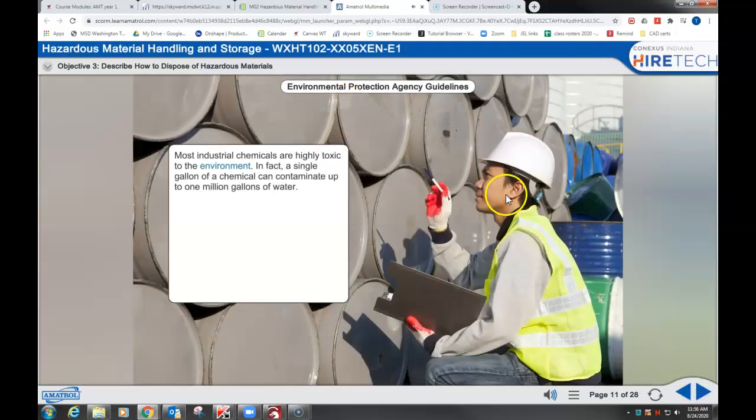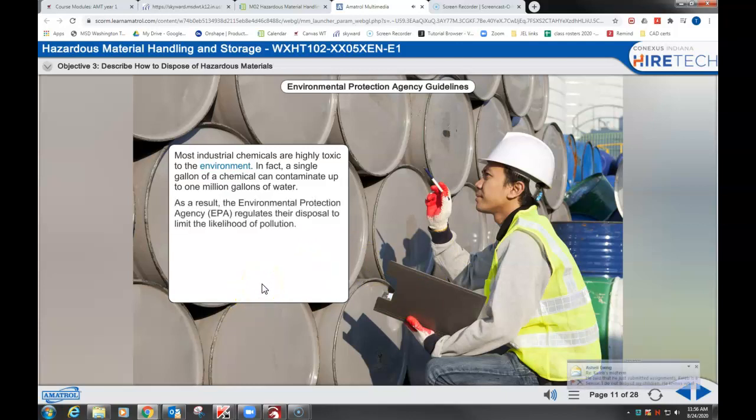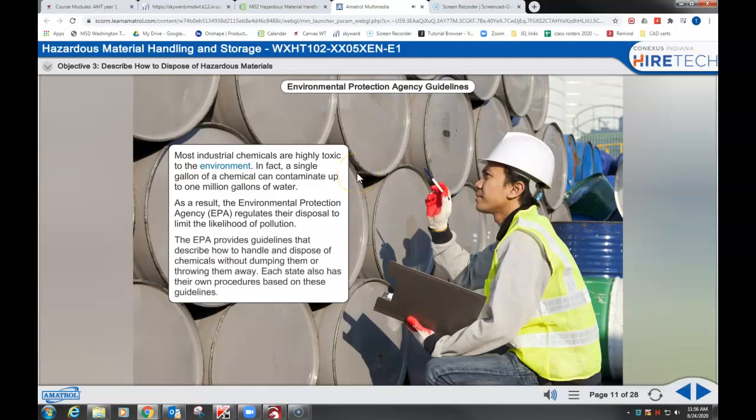Most industrial chemicals are highly toxic to the environment. In fact, a single gallon of a chemical can contaminate up to 1 million gallons of water. As a result, the Environmental Protection Agency, or EPA, regulates their disposal to limit the likelihood of pollution. The EPA provides guidelines that describe how to handle and dispose of chemicals without dumping them or throwing them away. Each state also has its own procedures based on these guidelines.